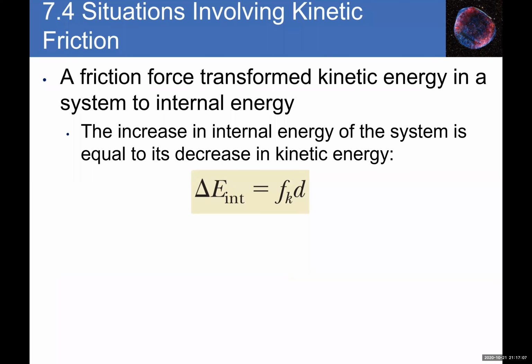The friction force transforms kinetic energy in a system to internal energy. The increase in internal energy of the system is equal to its decrease in kinetic energy, and internal energy only increases, because you have, let's say, no internal energy to start with. It only increases because the kinetic energy is converted to internal energy, but you cannot go the other way around. Internal energy cannot be converted to kinetic energy, so it's always a one-way freeway.